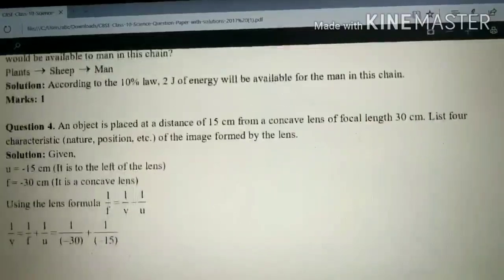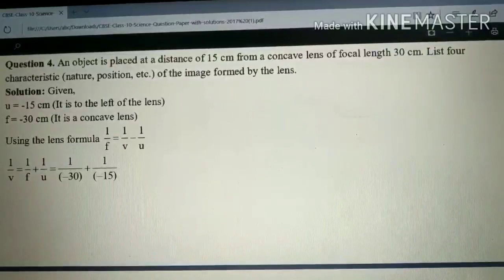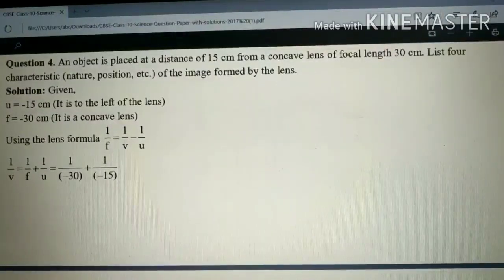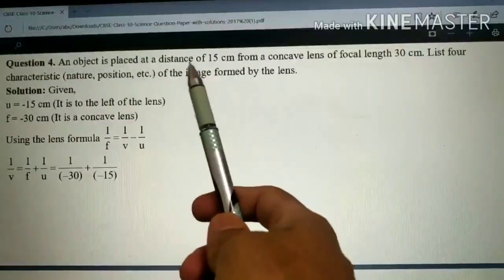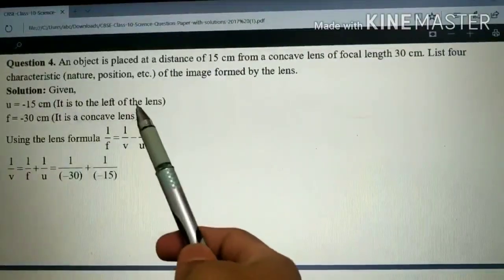So come to the next question. Question number 4: An object is placed at a distance of 15 cm from a concave lens of focal length 30 cm. List 4 characteristics, nature, position, etc. of the image formed by the lens. Simple question. Here, what is given? The object distance u is given. So u is minus 15, because it is on the left side.